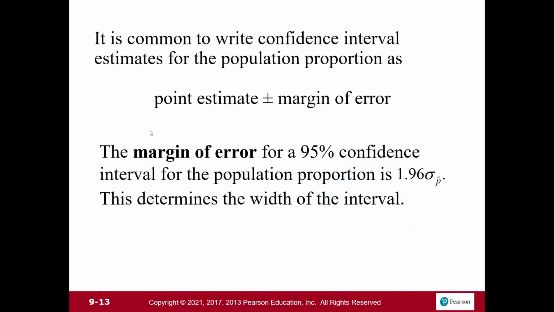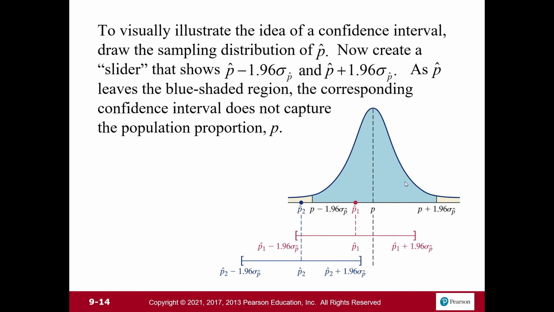The margin of error for a 95% confidence interval for the population proportion is 1.96 times the standard error there, little sigma p hat. This determines the width of the interval. Notice that you have to multiply by the 1.96. That changes based on the confidence interval that we are selecting. All right.